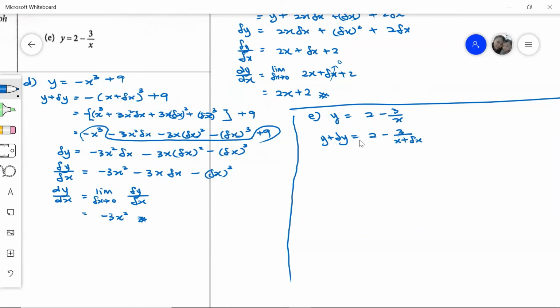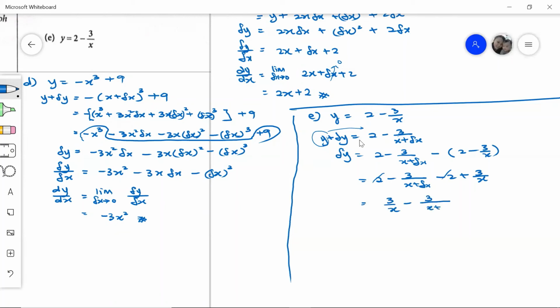Okay, so what do we do here? We bring the y to the other side because our objective is to make del y the subject first. So we have 2 minus 3 over x plus del x minus the y. So the y is 2 minus 3 over x. So open up the bracket, we have 2 minus 3 over x plus del x minus 2 plus 3 over x. So the 2 and the 2 minus will get 0. So we will have 3 over x minus 3 over x plus del x.